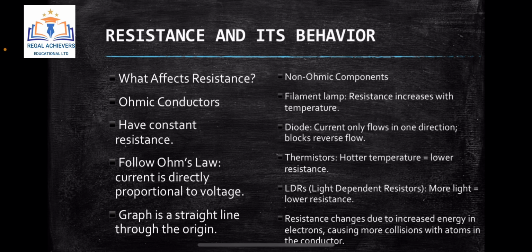Non-ohmic components are another factor. In the case of the filament lamp, resistance increases with temperature. In the case of the diode, current only flows in one direction and blocks reverse flow. In the case of thermistors, a hotter temperature is equivalent to lower resistance. And when we are talking about LDRs, the light-dependent resistors, more light is equivalent to lower resistance. Resistance changes due to increased energy in electrons, causing more collisions with atoms in the conductor.